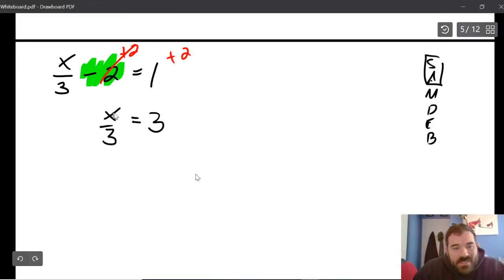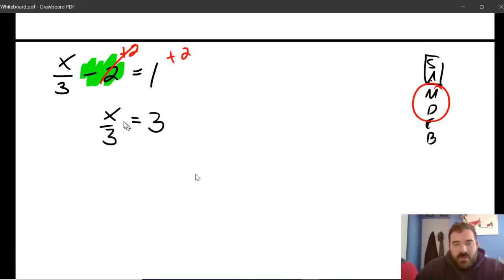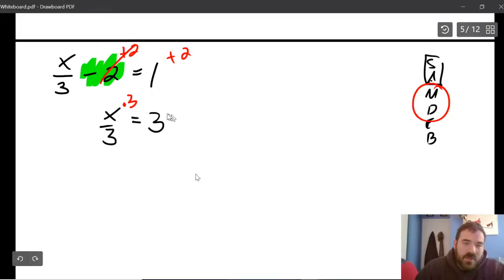Now, what's happening to this x? Well, it's being divided by 3. So now I can deal with my multiplication and division, although it is the only thing left, so it is the only thing I can deal with now. X divided by 3, the opposite of divided by 3 is multiplying by 3. So I'm going to multiply both sides by 3. And I'm going to get 3 divided by 3 is just 1, so we're left with x on this side is equal to 9.